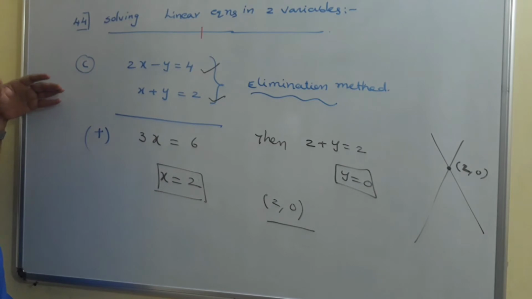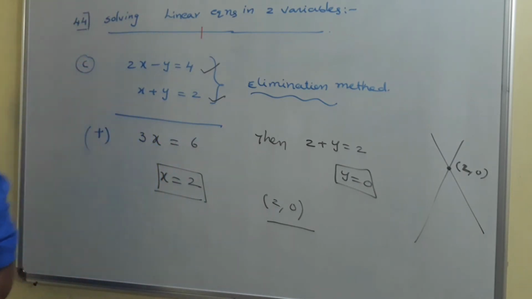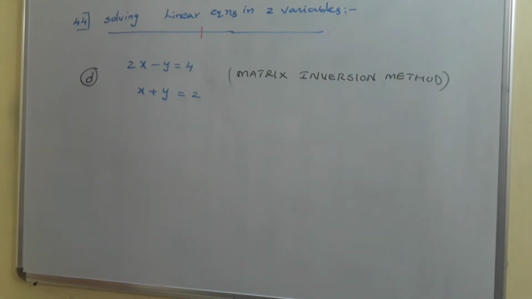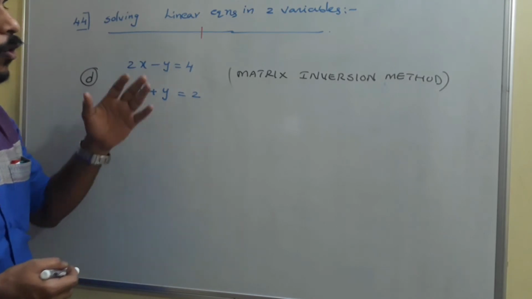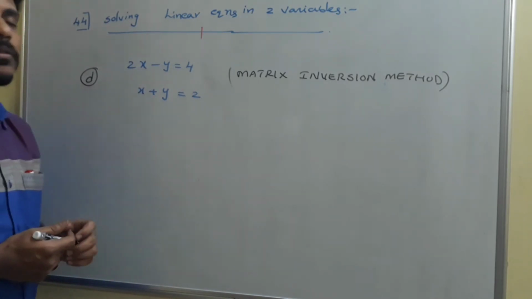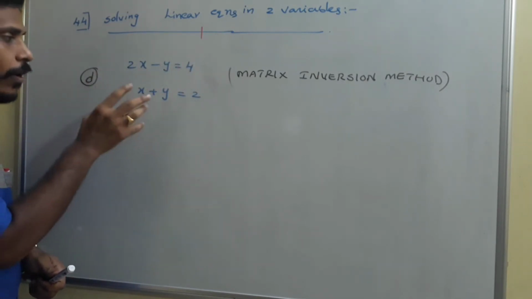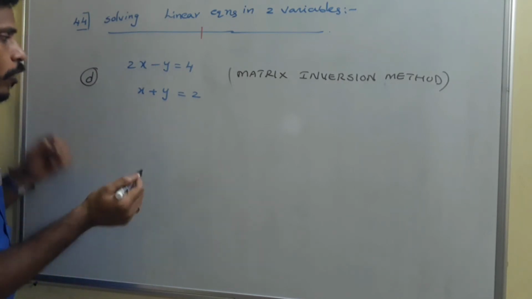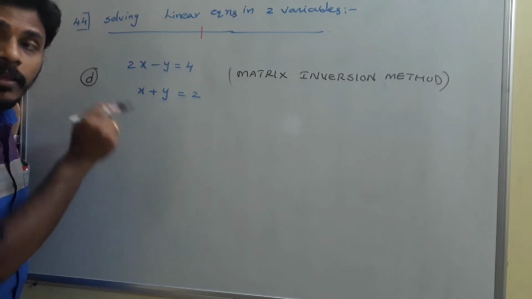And then in the next point D, we are going to solve it using matrix inversion method and everything. Just have a look. Solving these two linear equations, we did in elimination method, and now we are going to solve them using matrix inversion method. See, to solve linear equations using matrix inversion method, first of all we need to convert the given linear equations into matrix form. Okay, this is basically what we call the algebraic form, and we need to convert them into matrix form.